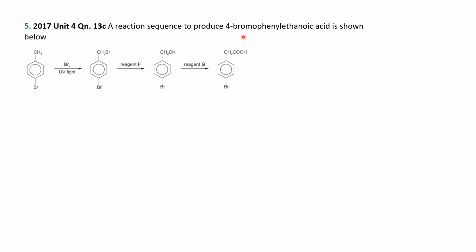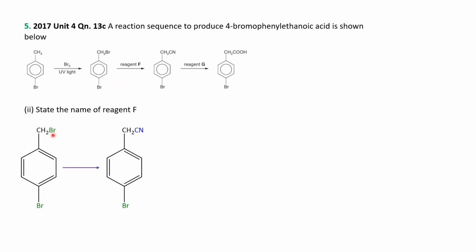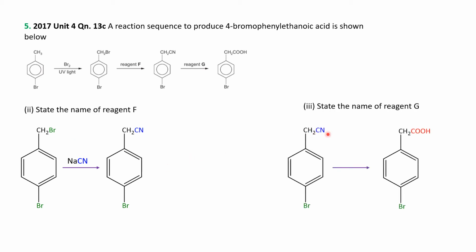A reaction sequence to produce 4-bromophenylethanoic acid is shown below. That's that one. Two little parts of it. First of all, what's the name of reagent F? Reagent F turns a bromide into a cyanide. So you use NaCN or KCN to accomplish that nice substitution. And then reagent G, what we're doing here is turning that cyanide or nitrile group into the carboxylic acid. And this is a hydrolysis reaction, so you just react it with water and an acid catalyst.